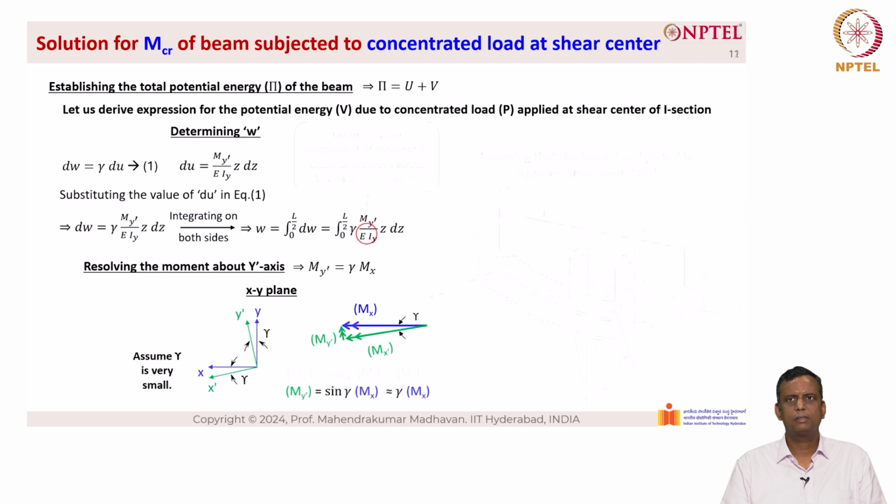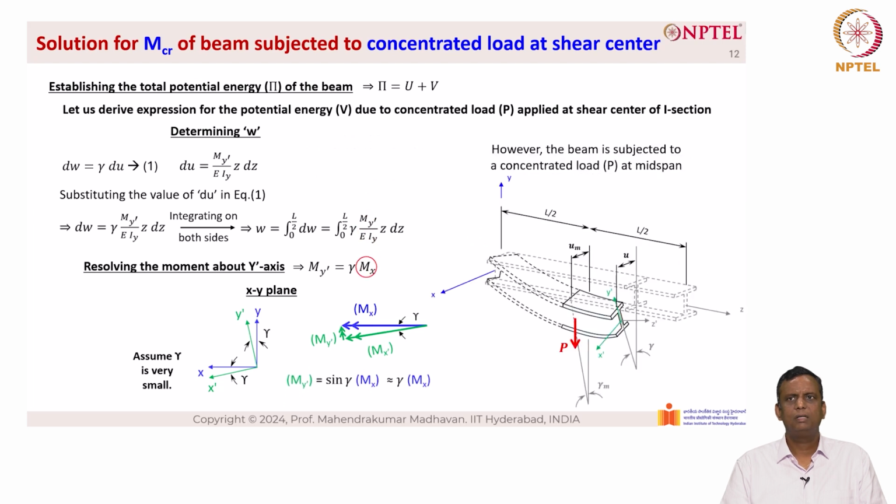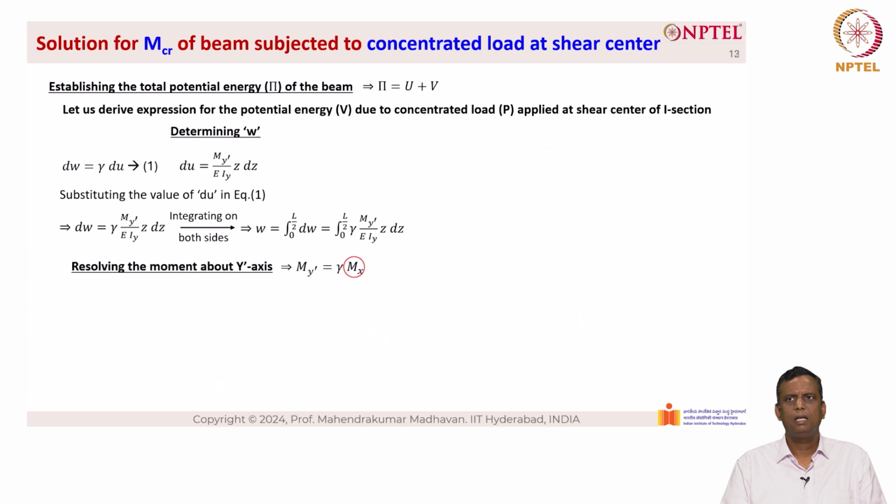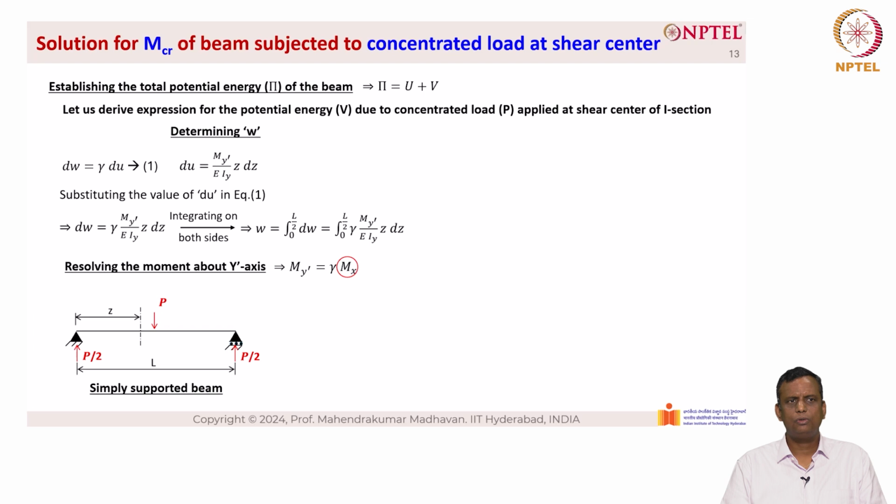However, the beam is subjected to a concentrated load P at midspan, and hence it is important that we transform this Mx as a function of P. So when we do so, we take the cut section here. When we take summation of moments about A, we have Mx minus P by 2 into z equal to 0, which indicates Mx equal to P by 2 into z. So we can substitute the value above. So we have My dash equal to gamma into Pz by 2.